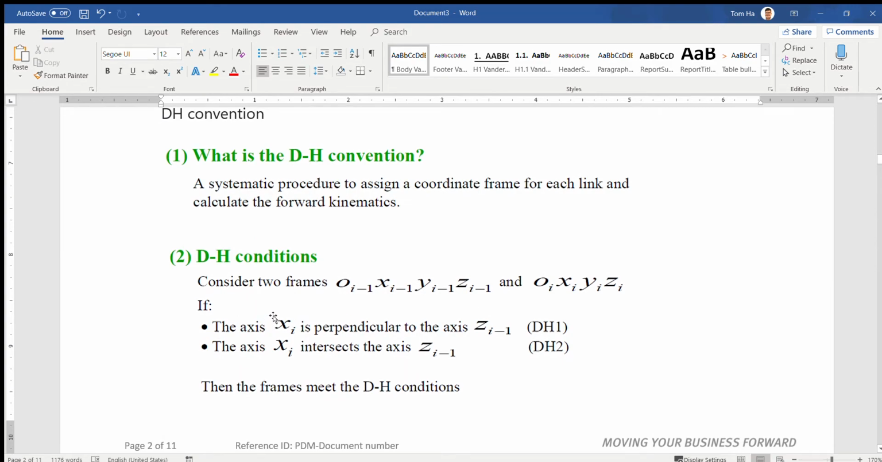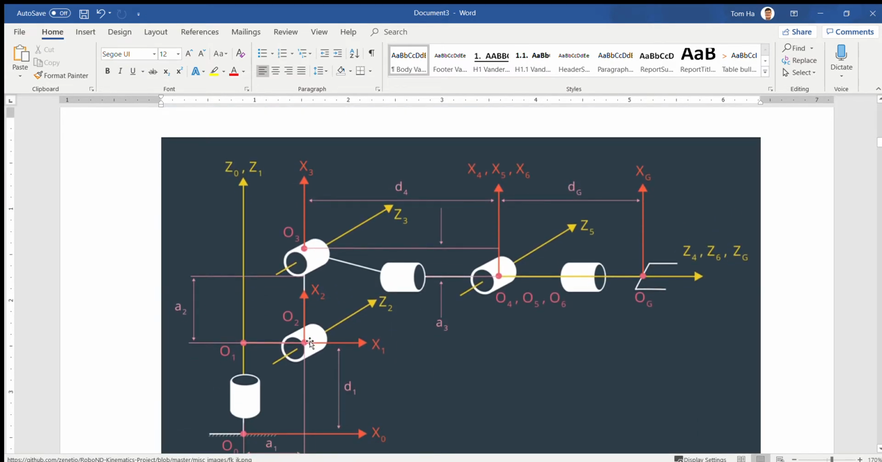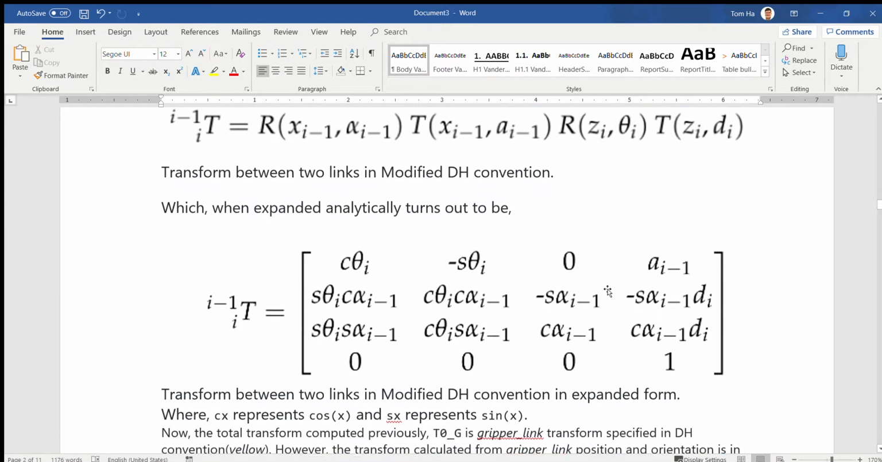The DH convention has a condition for designing frame i, and you have to know the previous frames. The condition means that X_i has to be perpendicular to Z_{i-1}, and X_i intersects Z_{i-1}. For example, right here, look at it. For the two axes Z2 and Z3, X3 is always perpendicular to Z2 and intersects Z2. You see? That's a condition. You have to remember, try to do that.